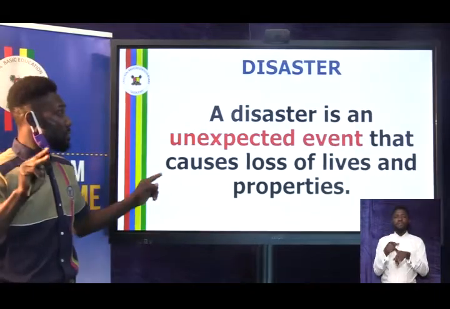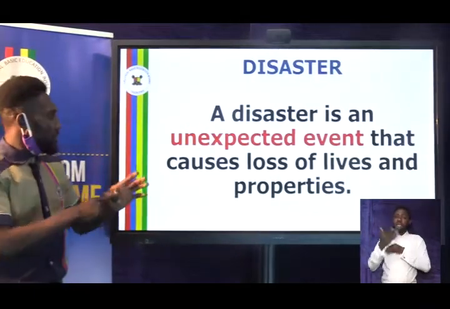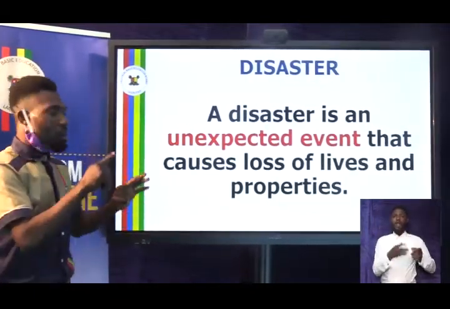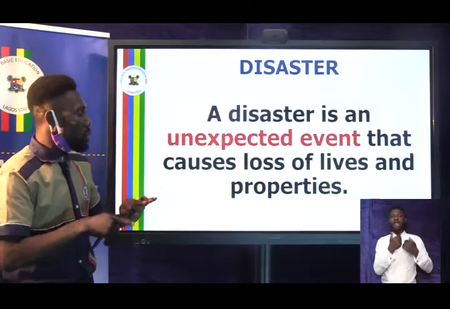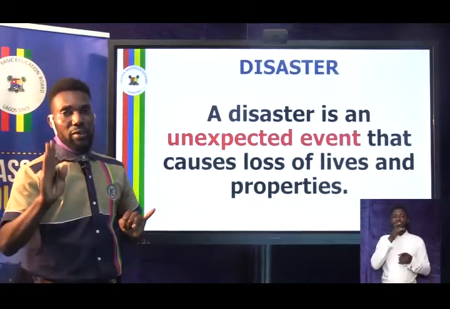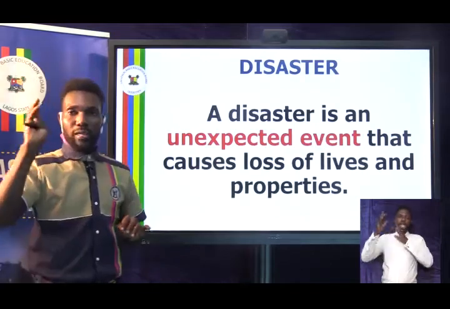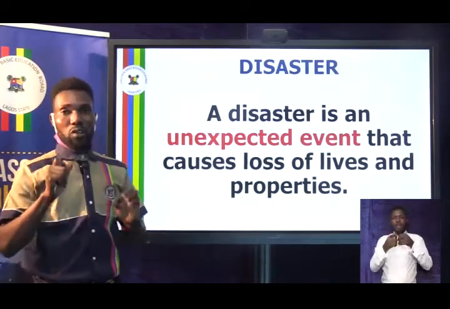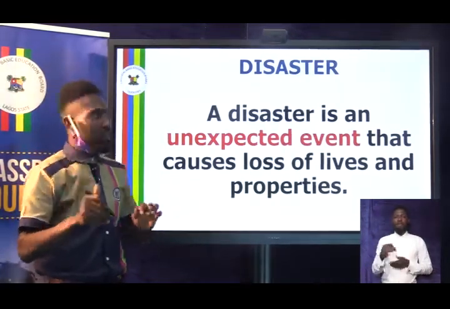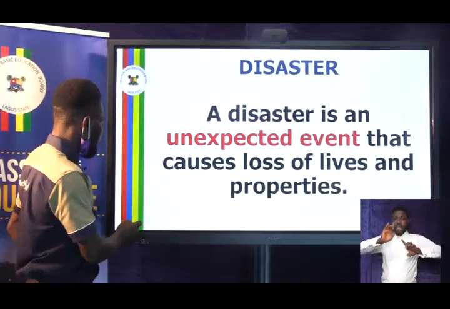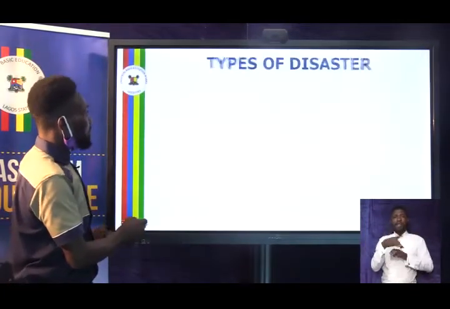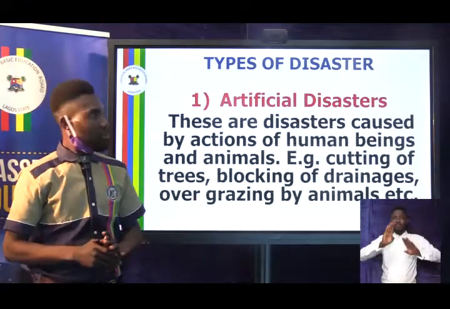Three key words from this definition: unexpected events. What's the second one? Loss of lives. And what's the third one? Loss of properties. When you are defining disaster, remember unexpected event, then remember loss of lives and loss of properties. That is what a disaster is. Now let's look at the types of disaster.